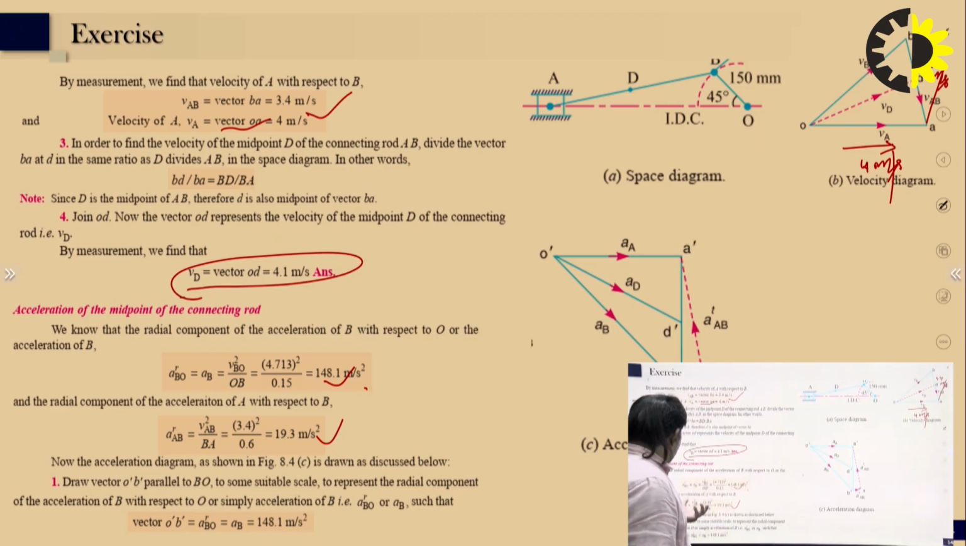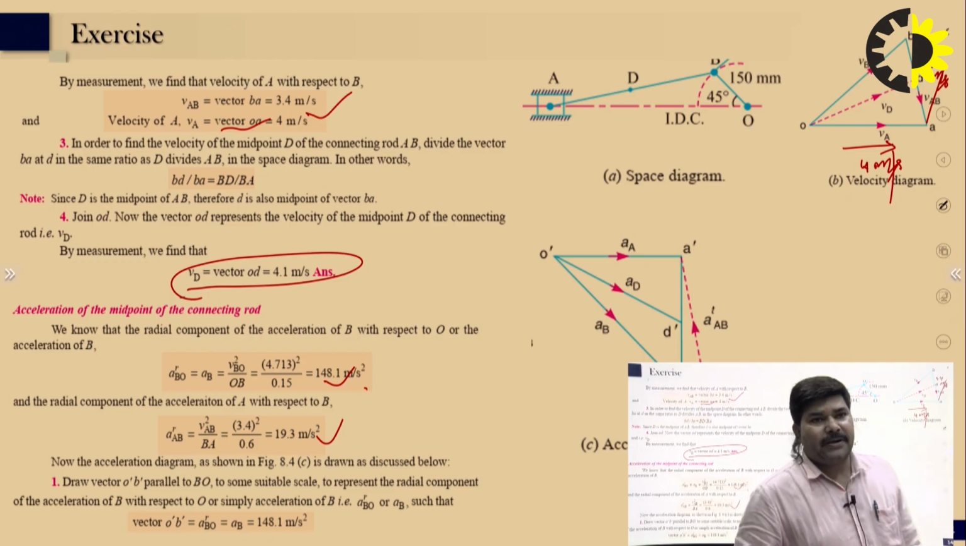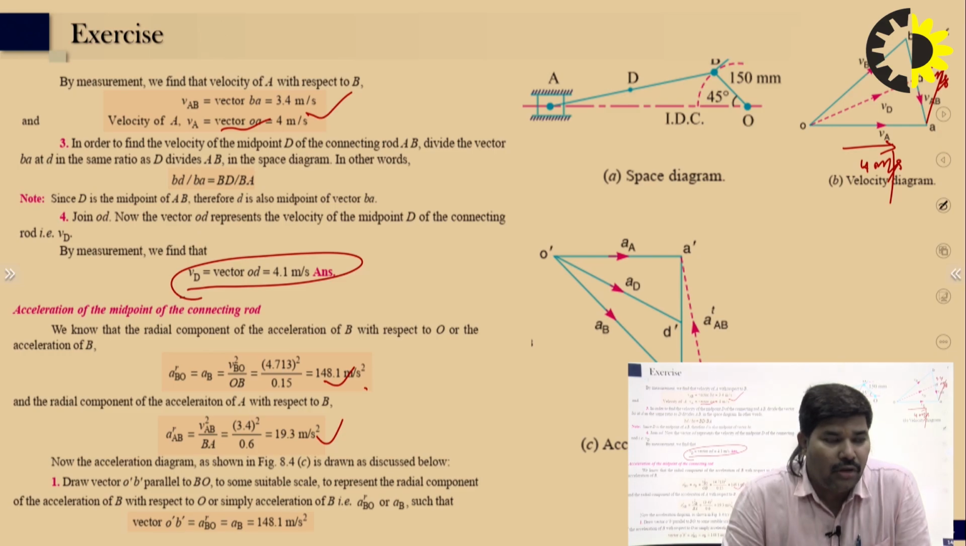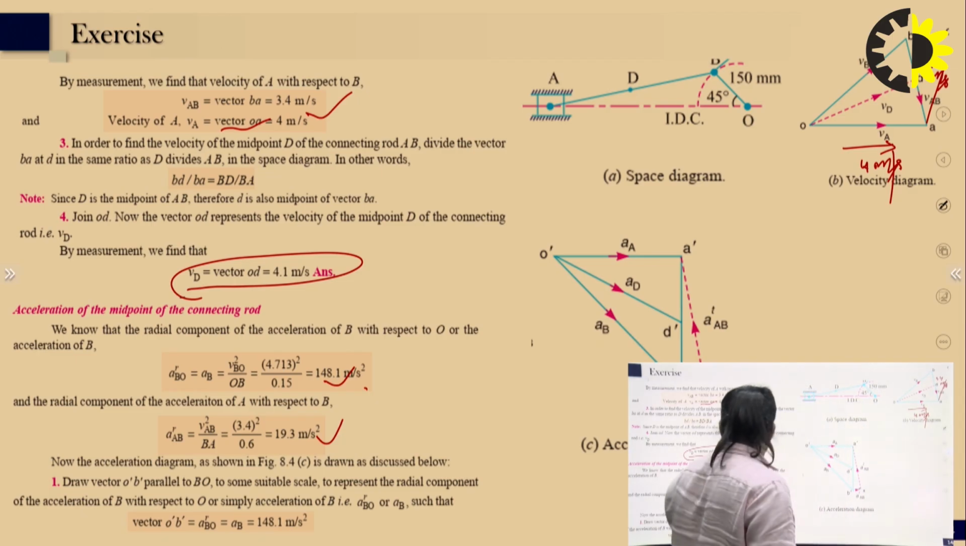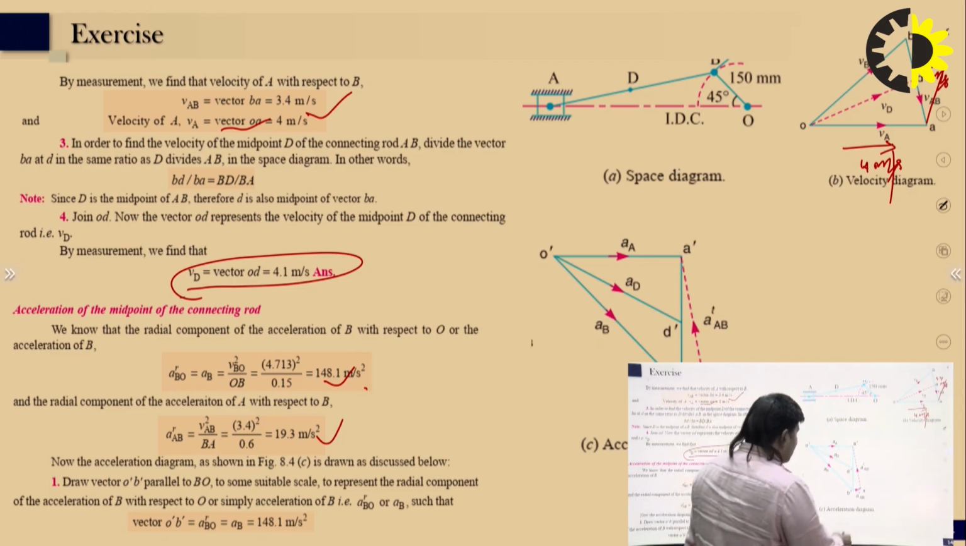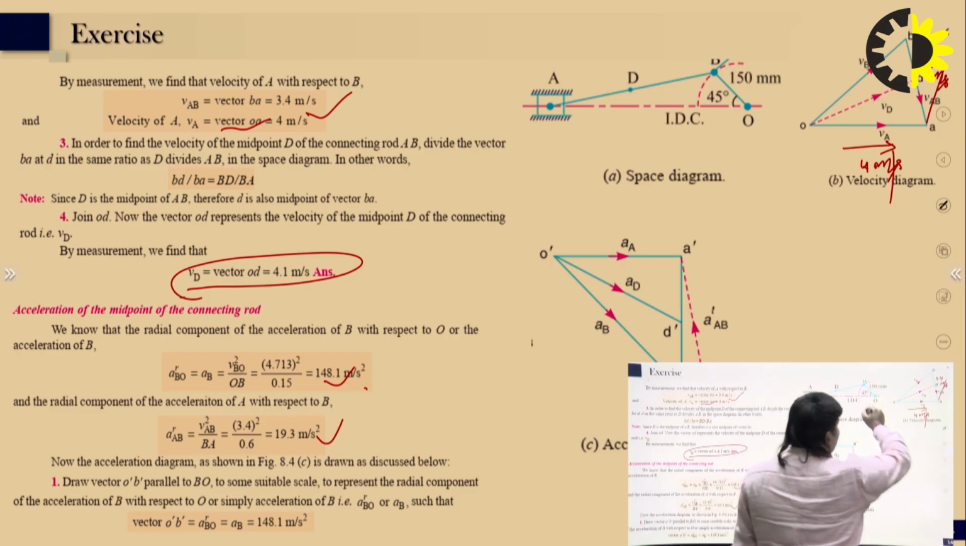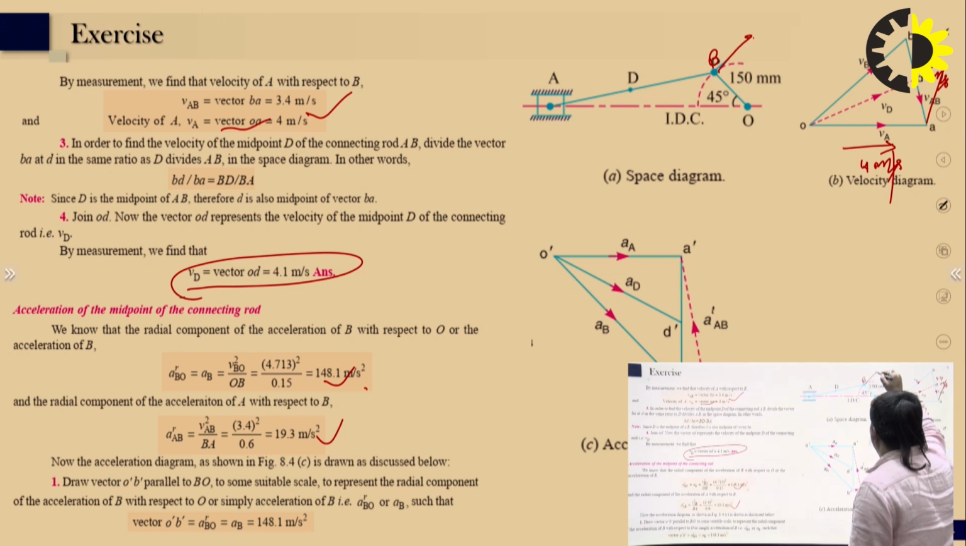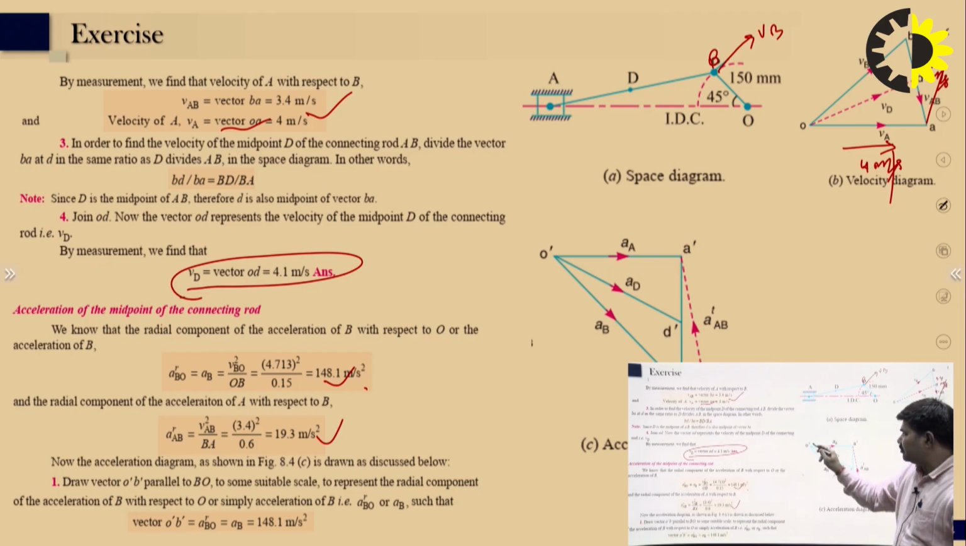So the radial acceleration we calculate, and after the radial acceleration we can draw the tangential acceleration and the acceleration diagram basically, right? So from the acceleration diagram, you can see here the O dash, B dash. Take some suitable point O dash and draw O dash B dash parallel to this link, AB or BO.